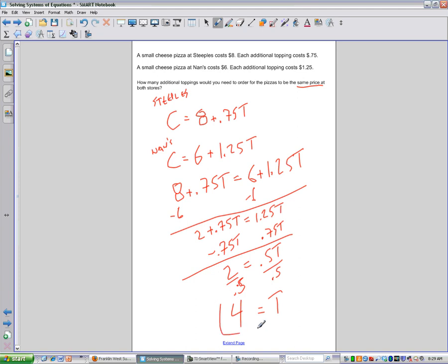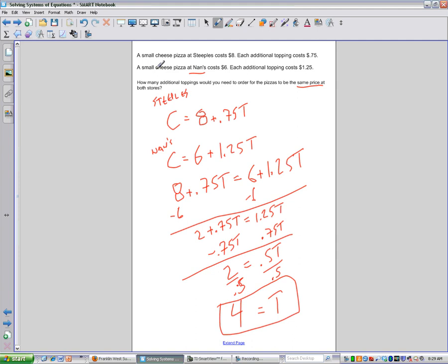So what that means in this situation is if you're going to get four toppings on your pizza, you can order from either place. If you're going to get less than 4, then it's probably cheaper to go to Nan's because you start out with a lower priced pizza anyway. So, at less than 4, you're better off going to Nan's. If you're going to get more than 4 toppings on your pizza, then you want to end up going to Steeples because it'll cost you less in the long run.